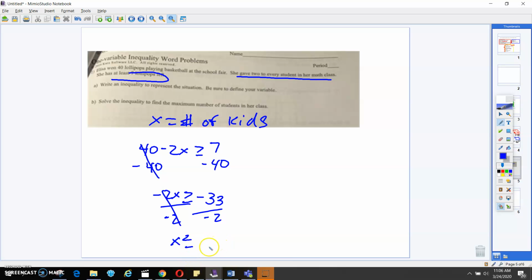Since we can't have half of a kid, we're going to round because that's going to be the maximum number. She can have 16 and she'll be under, but if she had 17, so actually this is going to be x is less than 17. But for the true answer, we could put x is less than or equal to 16, because it could be equal to 16. You can't have half a kid, so both of these answers are totally fine. I'm okay with it. This is a dumb problem anyways.